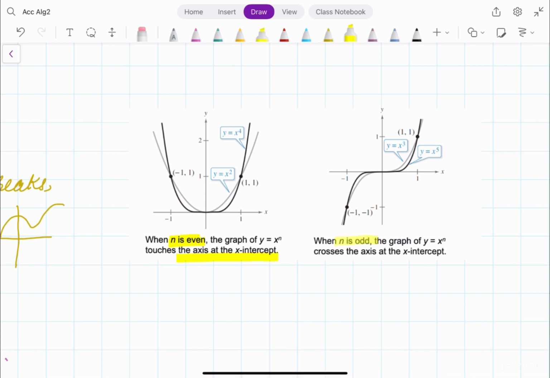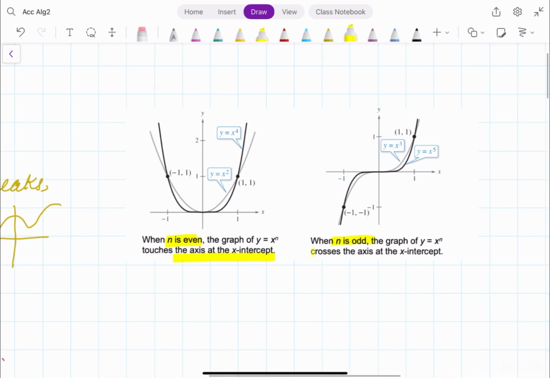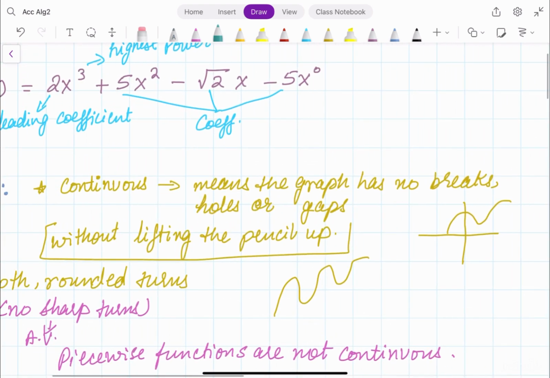So what we can conclude is, when n is even, it touches the x-axis at the x-intercept, and when n is odd, the function crosses the axis at the x-intercept. When n is even, it will not cross the x-intercept, it will touch it, but for odd, it will cross the x-intercept. We are taking the parent functions as x squared and x cubed, and we are looking at all the functions from the perspective of x squared and x cubed.